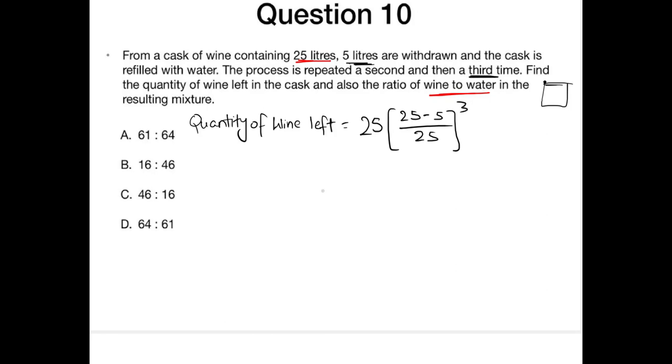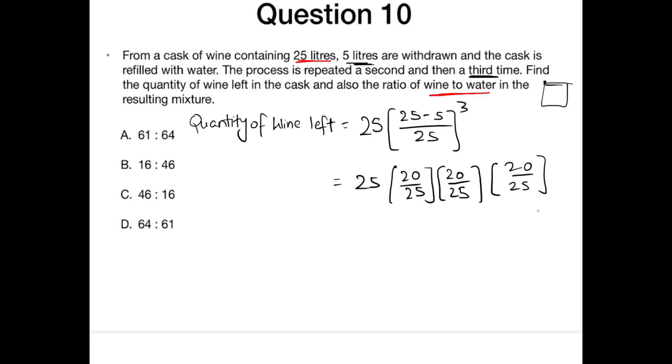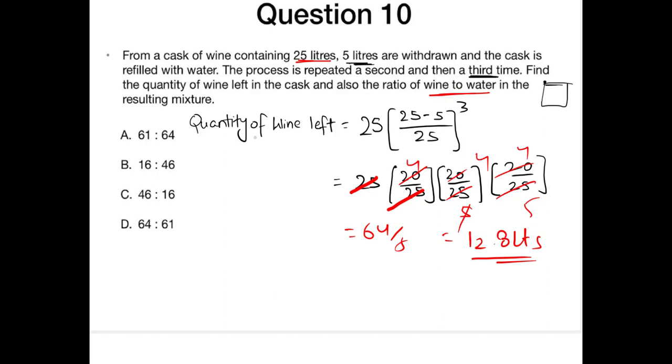By doing it we'll get, let's see, it's going to be really simple. 25 gets cancelled, and we have 20 here, which is 5 fours. 5 fours are 20, 5 fives are 25, so it becomes 4 by 5 cubed. 4 cube is 64, by 5 cube which is 125, so it's going to be 12.8 liters. We got the quantity of wine left.